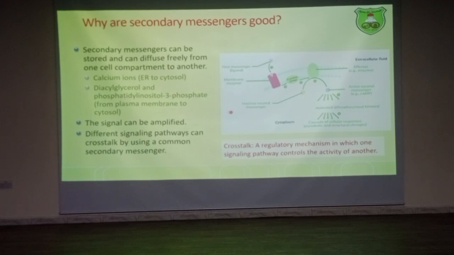The signal can be amplified because once you have cyclic AMP, it binds to protein kinase A. Again, you have amplification. The calcium ion can bind to an enzyme, be released, bind to another enzyme, be released, and bind to another enzyme. So the signal can be amplified. The other thing is that different signaling pathways can cross-talk. You can have calcium ions released, and they can activate this pathway and that pathway, because you have different enzymes that depend on calcium ions. So you can activate several pathways at the same time by secondary messengers.